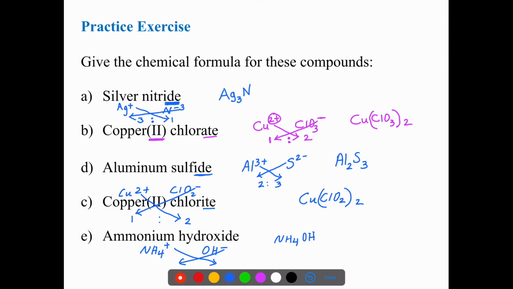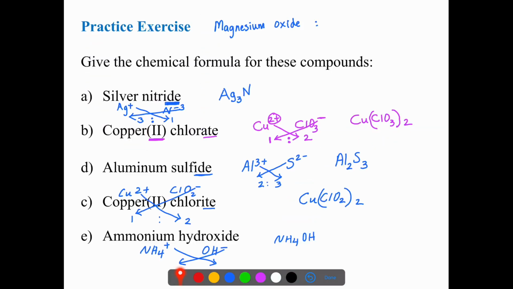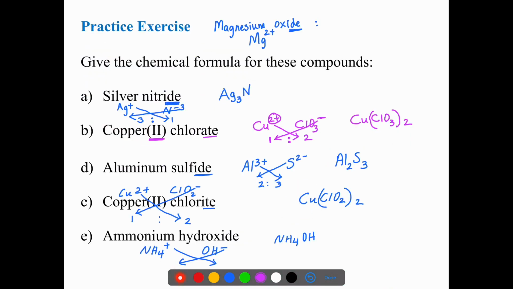Okay. All right. What would be, let's say, magnesium oxide? Magnesium ion. Magnesium is in the second group, so it's always +2. Magnesium's charge is always +2. Oxide, name is ending with ide, so it's O2 negative.